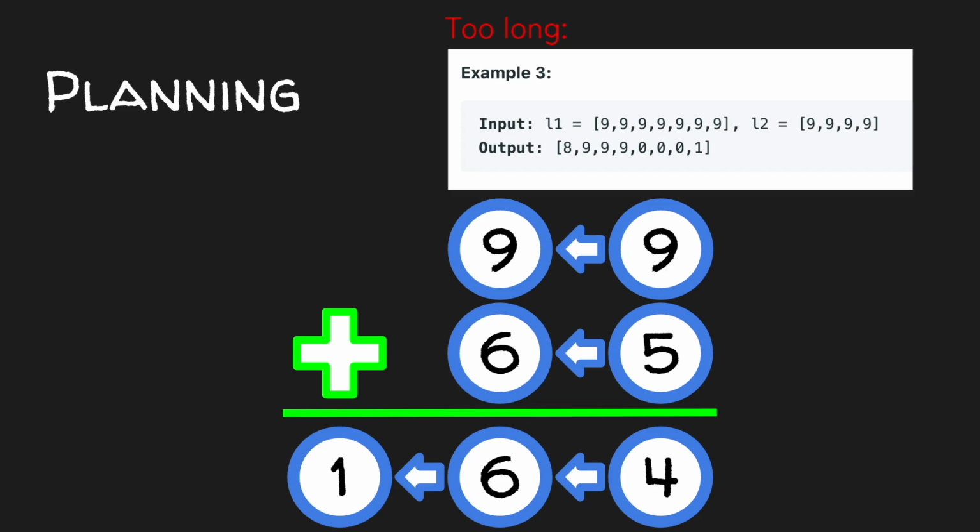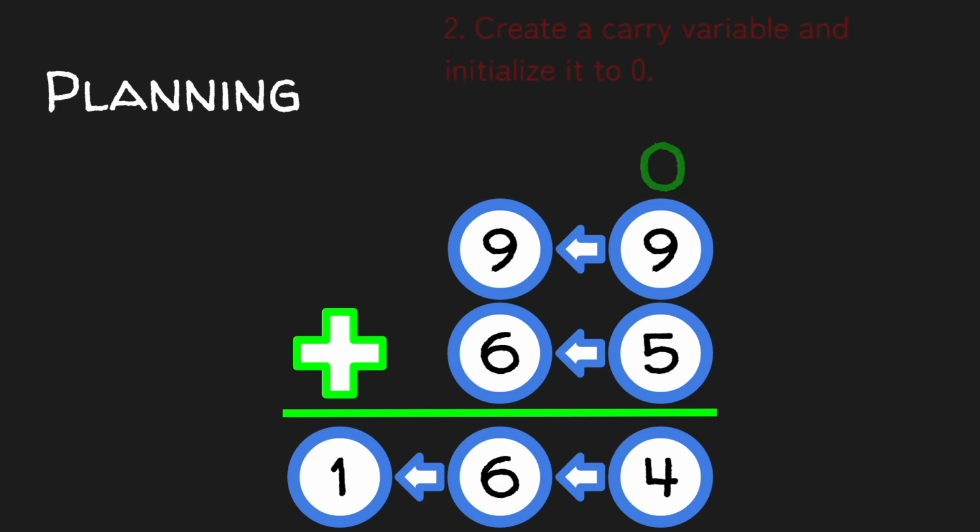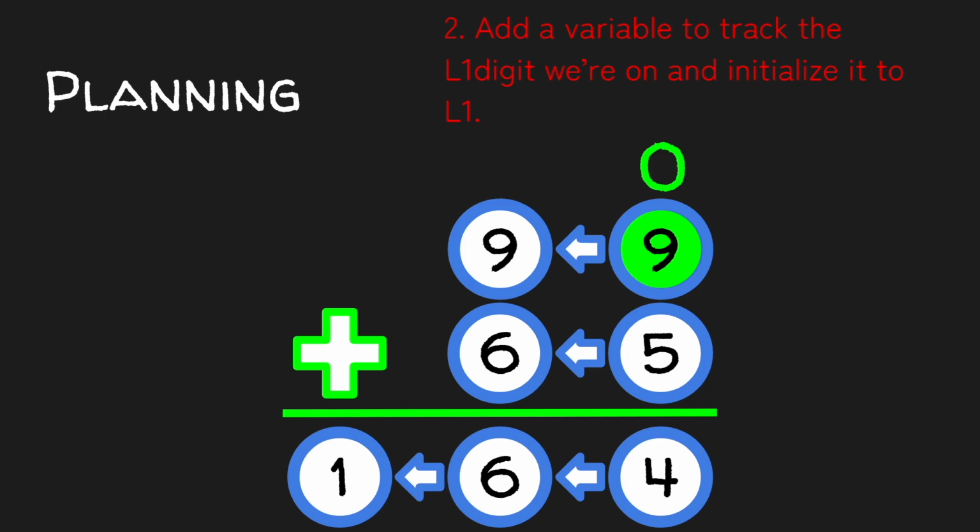Alright, so the next step of our plan is to create a carry variable and initialize it to 0. We'll need this carry variable in order to perform our addition. We also need to add a variable to track the L1 digit that we're currently on. Let's initialize this L1 digit to L1.